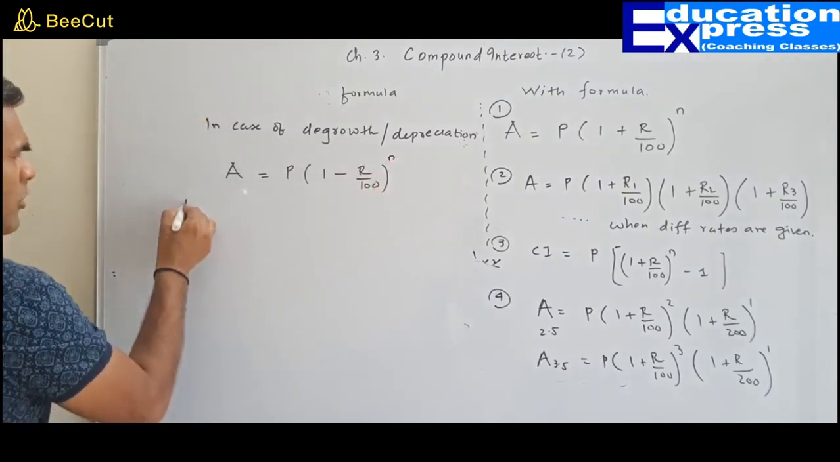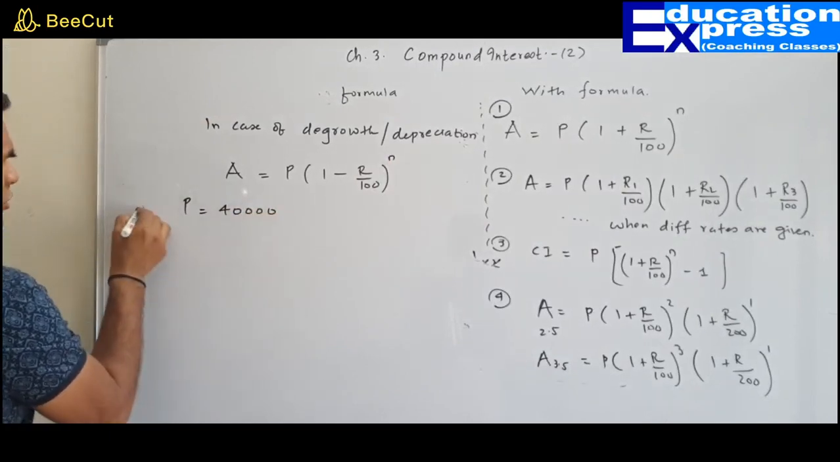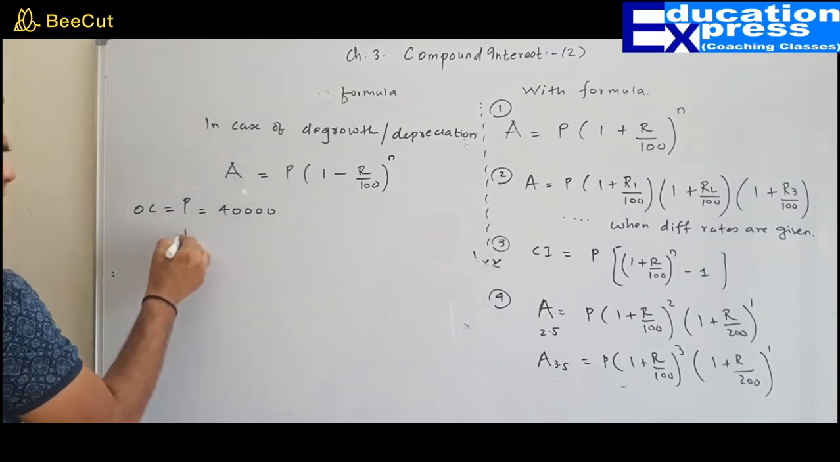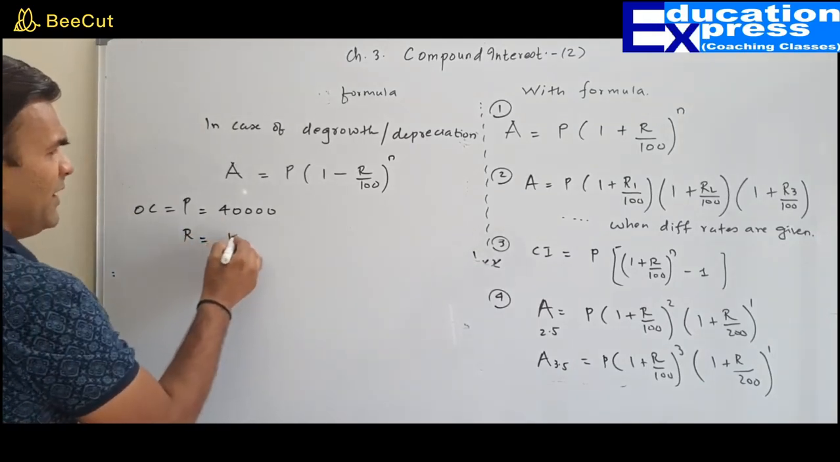So assuming that you are buying your phone for rupees 40,000. So this is the original cost of the phone, which I am calling P. What about the rate of growth? Sir, the rate of growth was negative because it was reducing by 10%.